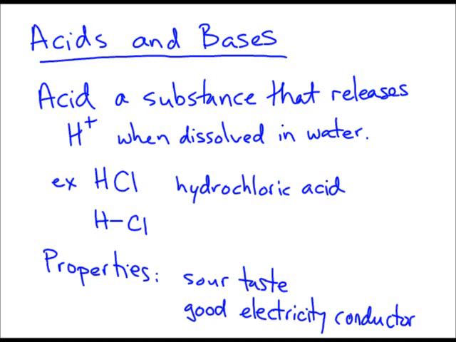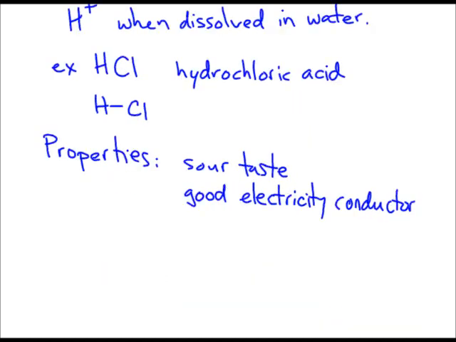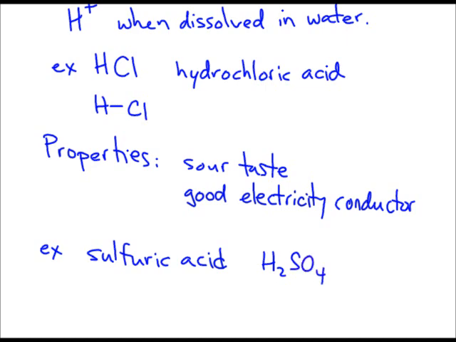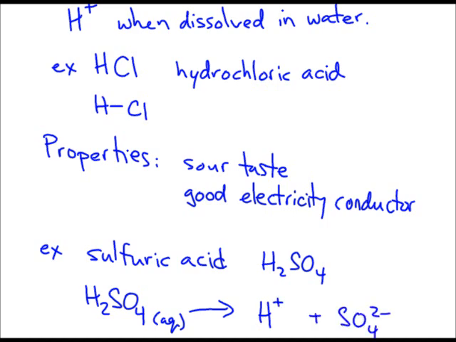There's other acids that we could look at. Another example of an acid would be sulfuric acid. So sulfuric acid has the formula H2SO4. And this one, when we take a look at sulfuric acid, if we have our H2SO4, we can put it in water, which makes it aqueous. And what that really does is it breaks it apart into its hydrogen ion and its SO4 2- ion.